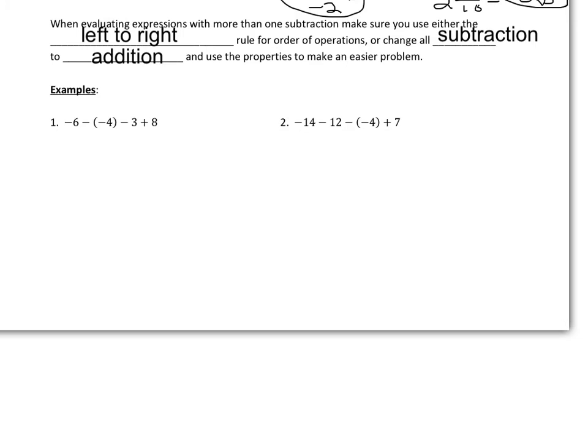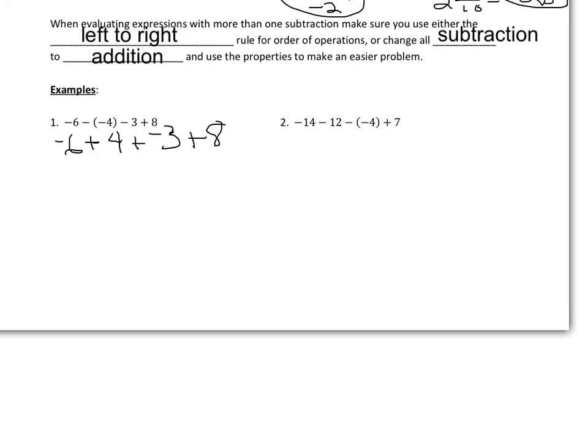So for example, in this first problem, we have -6 minus a -4 minus 3 plus 8. What I like to do is go through step by step and change anything. Now this first -6 is just going to stay -6. Anytime you hit a subtraction, you're going to change it. Subtraction becomes addition. -4 right after it is going to become +4. -3 would become plus a -3. Now this is +8. It's already addition, so we're not changing that.